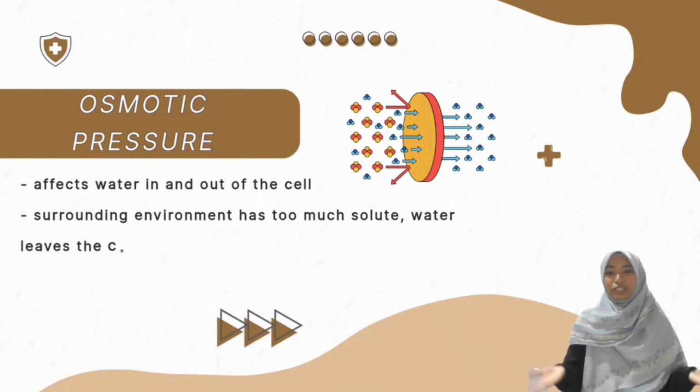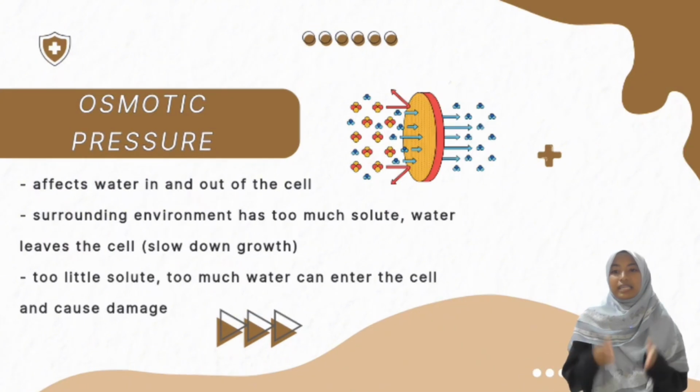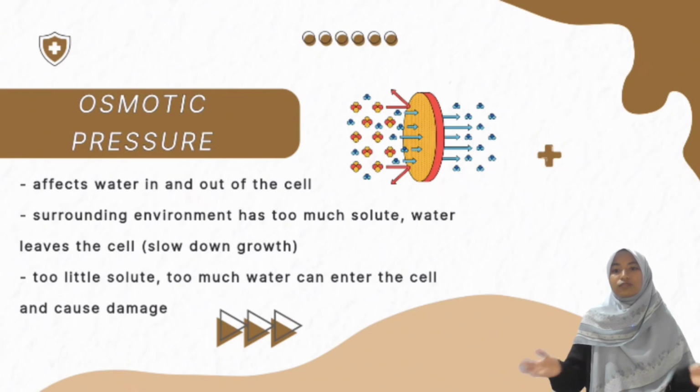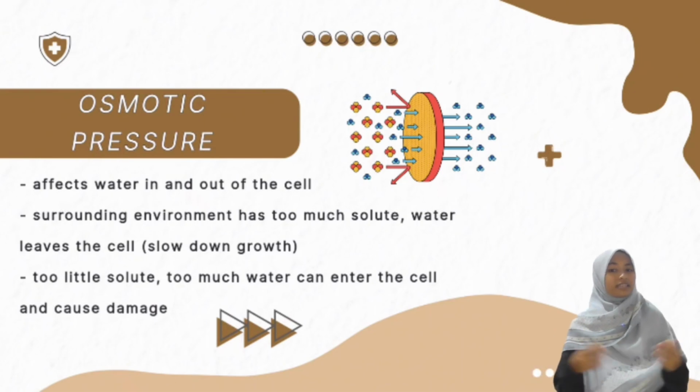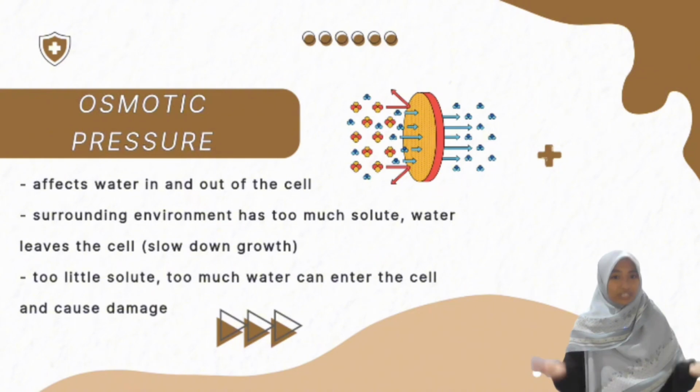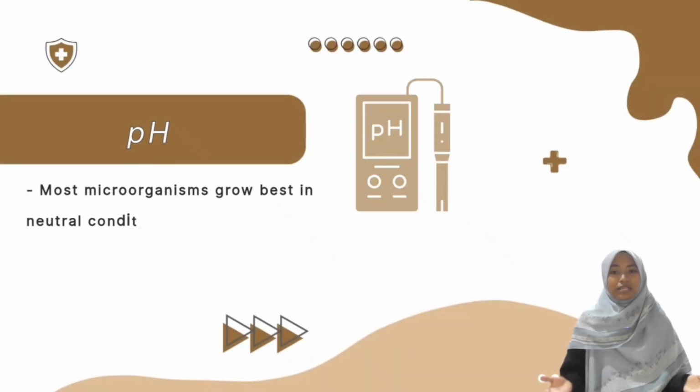Secondly, osmotic pressure, which affects the movement of water in and out of the cell. When the surrounding environment has too much solute, water leaves the cell, which can slow down the growth. On the other hand, if there are too little solutes, too much water can enter the cell and can cause damage.